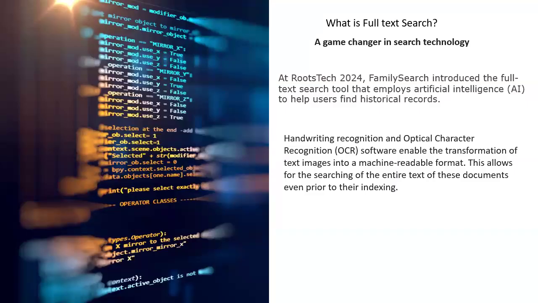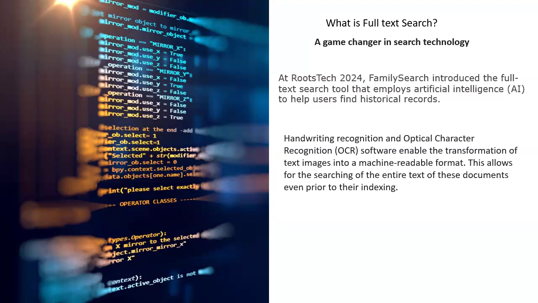So in 2024 at RootsTech, FamilySearch introduced the full text search, which uses AI technology and also handwriting recognition and OCR, which is optical character recognition, a software that enables the transformation of text images into a machine readable format. And this allows for the searching of the entire text of documents even prior to their indexing.